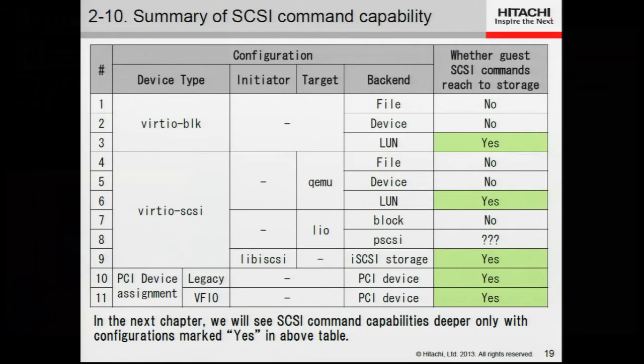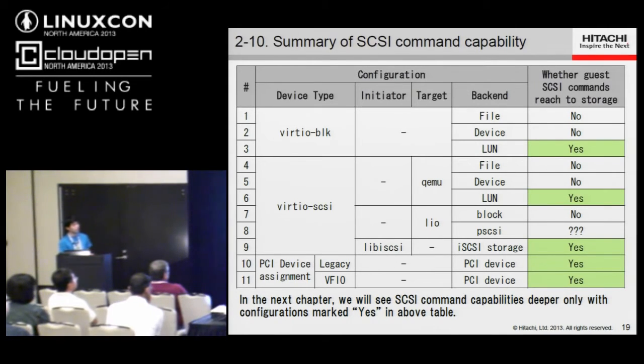This is a summary of SCSI command capability. I have explained 11 configurations with virtual block, virtual SCSI, and PCI device assignment. Of all 11 configurations, only 5 configurations can issue SCSI commands to storage. The configurations are virtual block with QEMU, virtual SCSI with QEMU target with QEMU, virtual SCSI with device SCSI, and PCI device assignment with both legacy and VFIO. In the next chapter, we'll look at SCSI command capabilities deeper, only with the configurations marked as yes in the above table.